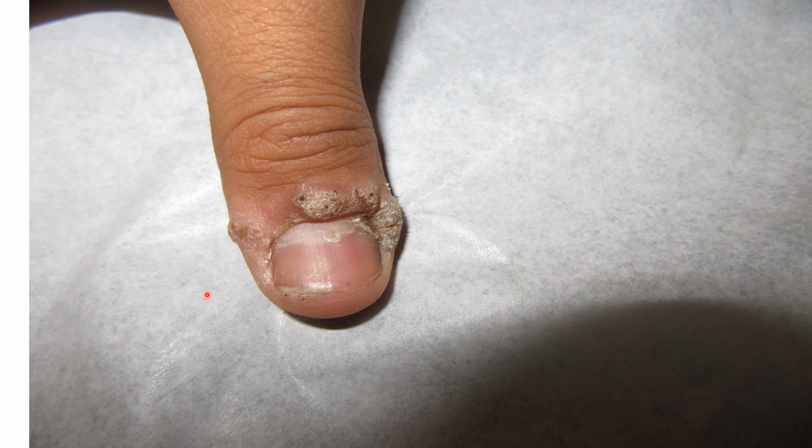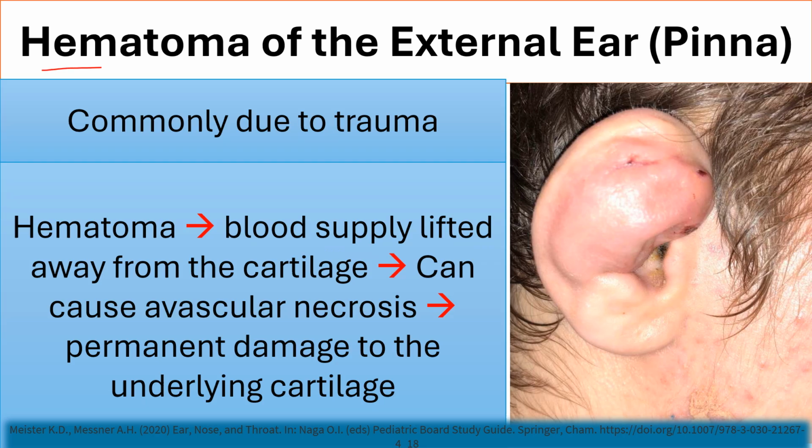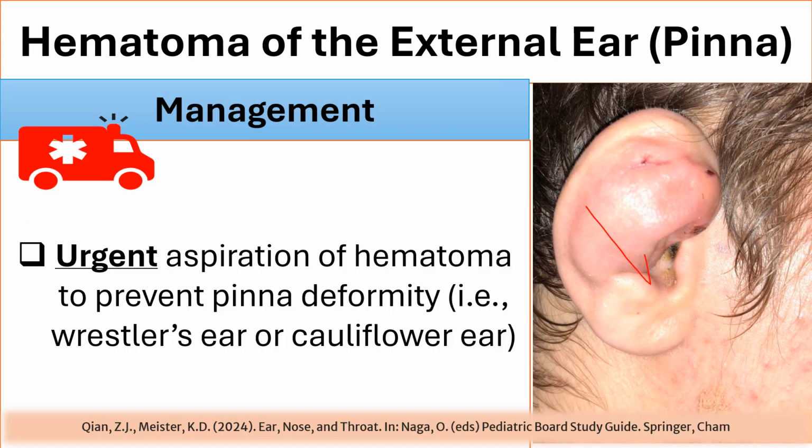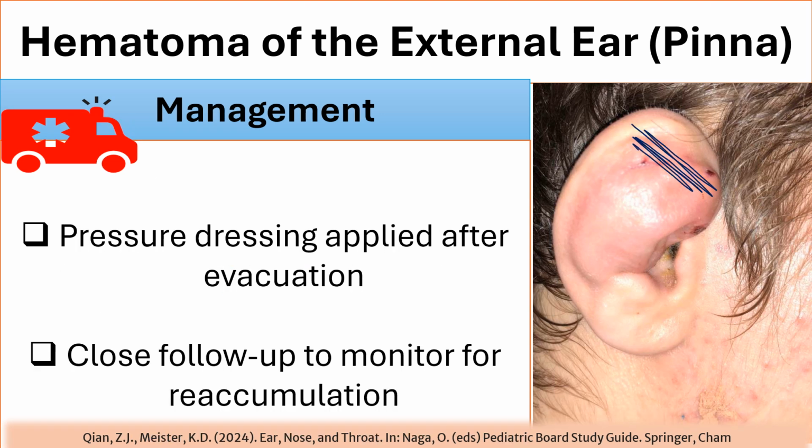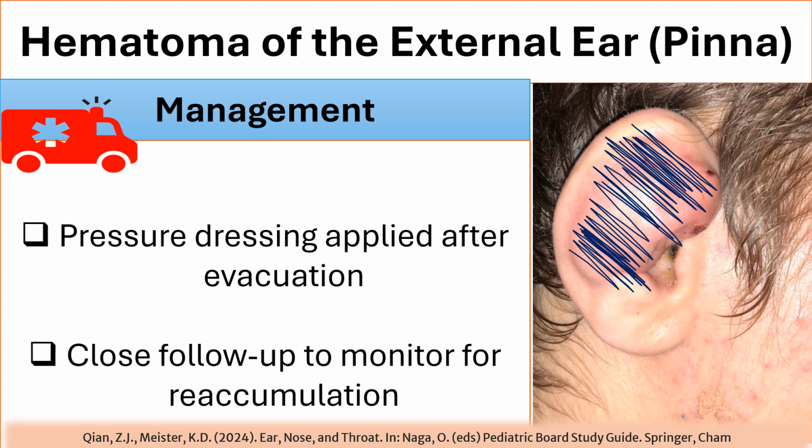What is the most likely diagnosis of this case? Ear, nose, and throat. Hematoma of the external ear, commonly due to trauma. Hematoma in the external ear will decrease or prevent the blood supply to the ear cartilage. This will cause avascular necrosis and permanent damage to the underlying cartilage. Management of hematoma of the external ear: urgent aspiration of hematoma to prevent pinna deformity, for example, wrestler's ear or cauliflower ear. It is critical to apply pressure dressing after evacuation and a close follow-up to monitor for reaccumulation of blood.